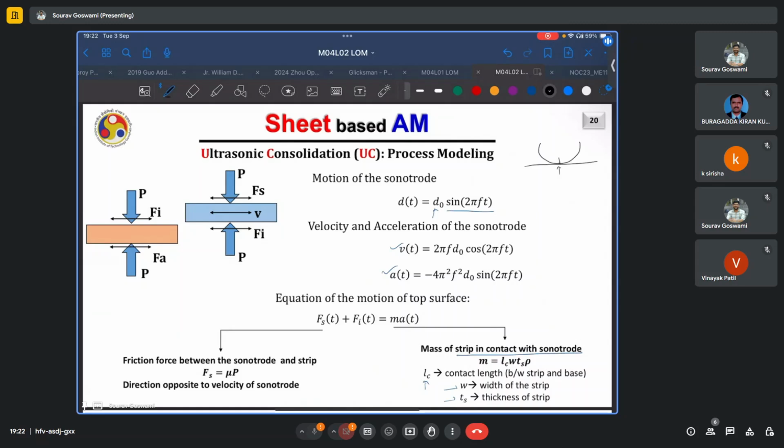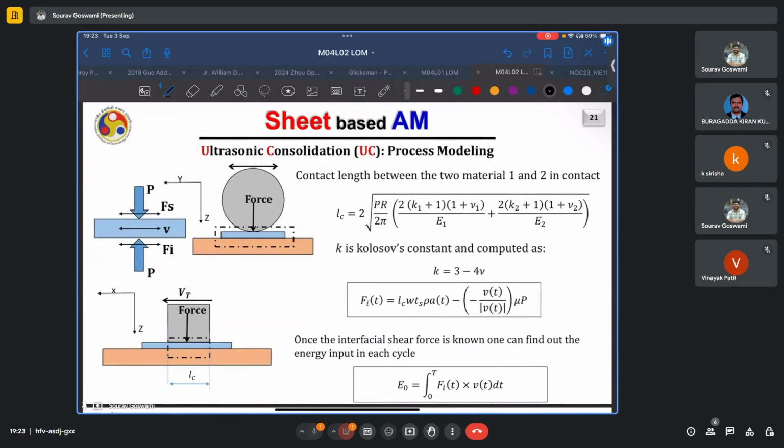Fs is the friction force between the sonotrode and the strip, and this is simply equal to mu times P, P being the normal force, and mu is the coefficient of static friction. Why static friction and why not dynamic? That is because, as we already discussed, there should be no relative motion between the sonotrode and the sheet being deposited. They should move perfectly with each other. Thus, the friction in such a case would be static friction only. The contact length between the two materials can be calculated from contact mechanics, and the formula is shown here.